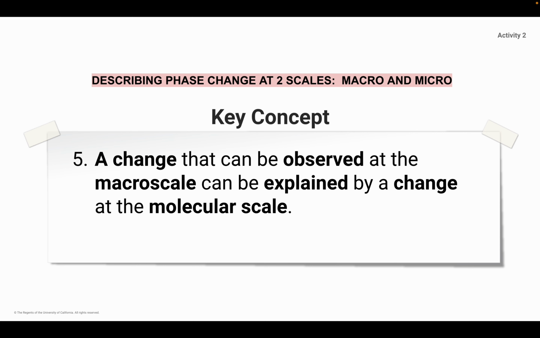Go ahead and pause the video and write that down, please. And then we have key concept number 5. Key concept number 5 says a change that can be observed at the macro scale can be explained by a change at the molecular scale. It's just putting the two together and helping you understand that whatever phase matter is in, you can explain that phase by what's happening at the molecular scale. Think back to our sim. Think back to those purple molecules that are moving around in different ways, and understand that because they're moving in that way, we see them as a solid, as a liquid, as a gas. Go ahead and write this down and then continue the video.